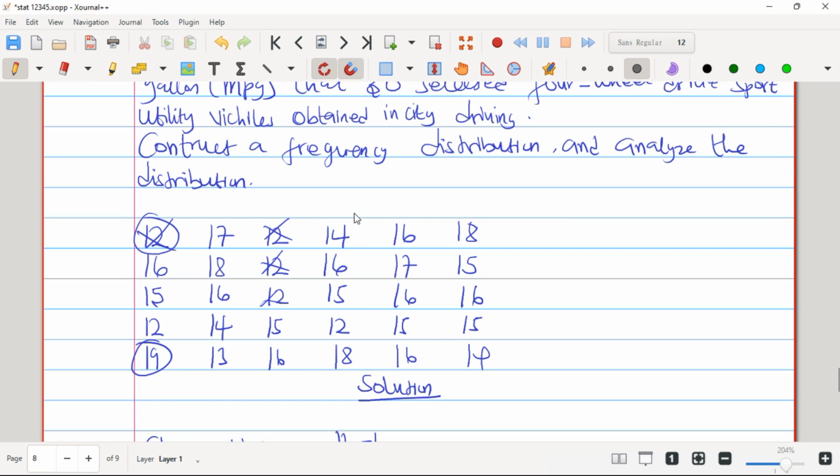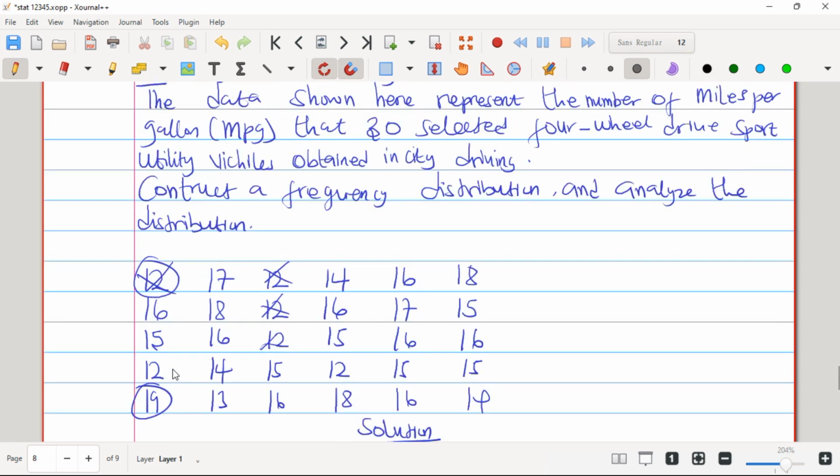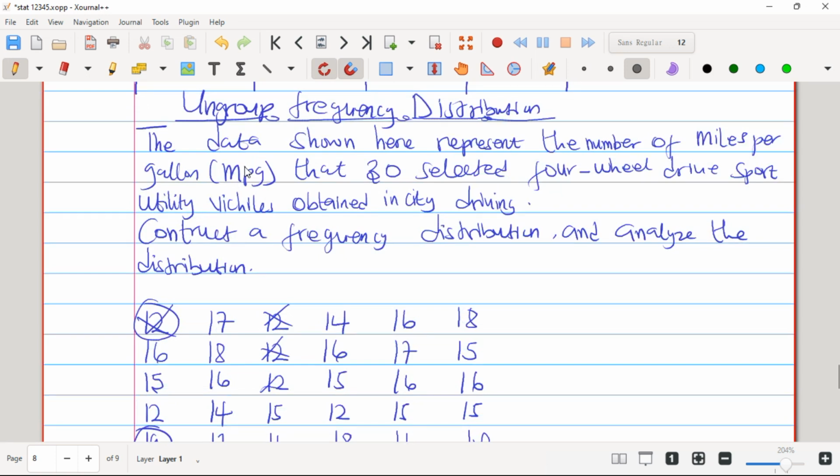As you saw in our previous example, there was some cancellation that I told you they are all part. For this one, they are part of it, so don't just assume that they are not part. This is 12, 12, 12, 12, and this is 19. They are all part of the raw data. So you are just going to use the examples here to really understand the ungrouped frequency distribution.